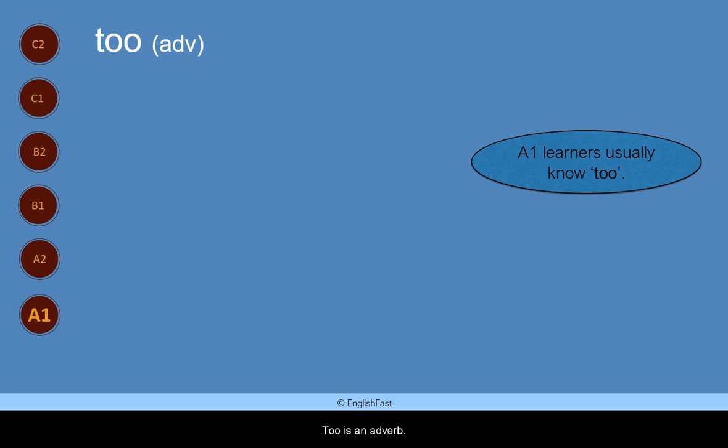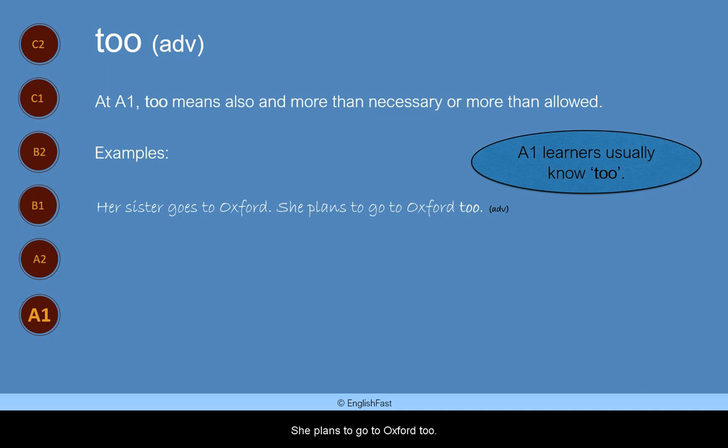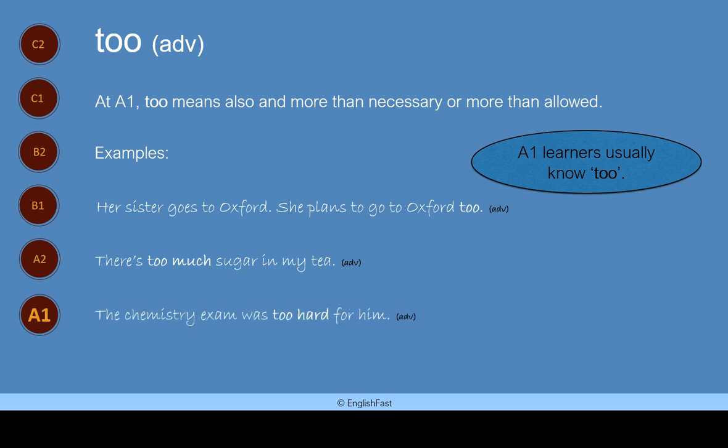Too. Too is an adverb. A1 learners usually know too. At A1, too means also, and more than necessary or more than allowed. Here are some examples. Her sister goes to Oxford. She plans to go to Oxford too. There's too much sugar in my tea. The chemistry exam was too hard for him.